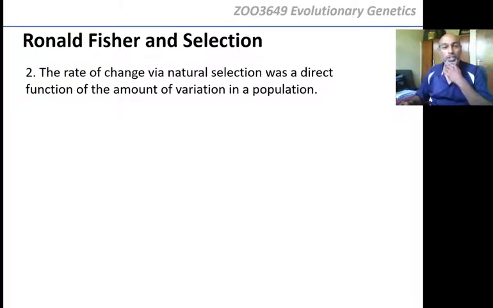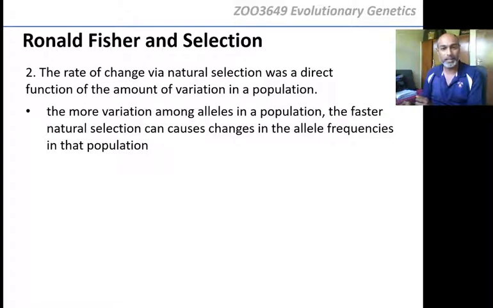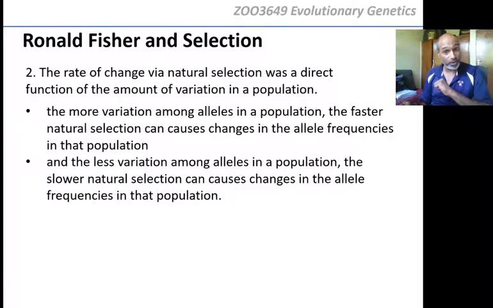So the rate of change by natural selection is a function of the amount of variation in the population. Okay? Selection needs variation. Darwin said it. But now Fisher is going one more and saying, I've done it with mathematics. And you can see that the rate of change via natural selection depends on how much variation is there to begin with. So if you have more variation in alleles, then selection can cause changes faster. If you have less variation, selection can cause changes slower. This is very important, okay?